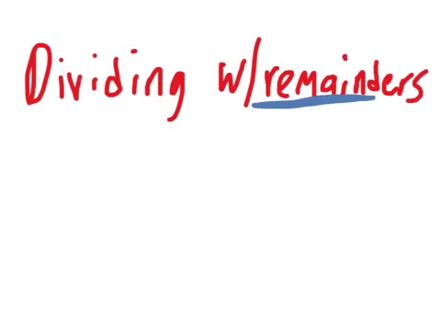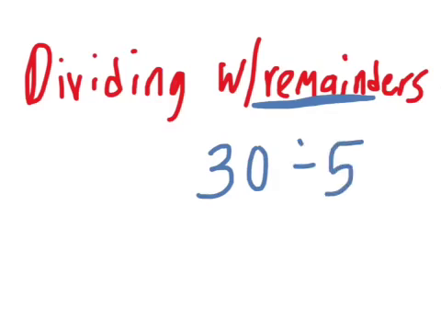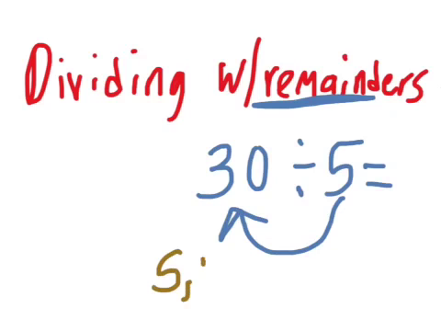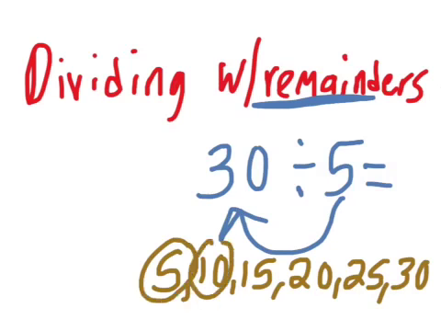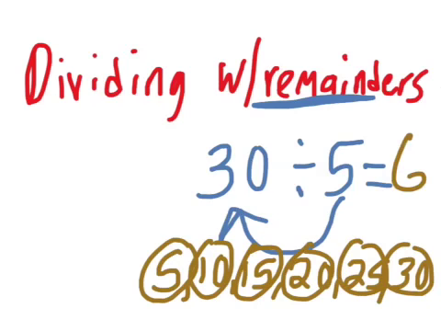So if we are looking at a number like 30 divided by 5, we can look at that and say, how many times does 5 go into 30? So then I can list those. 5, 10, 15, 20, 25, 30. So I count then, and I count 1, 2, 3, 4, 5, 6. So very nicely, 30 divided by 5 is 6.